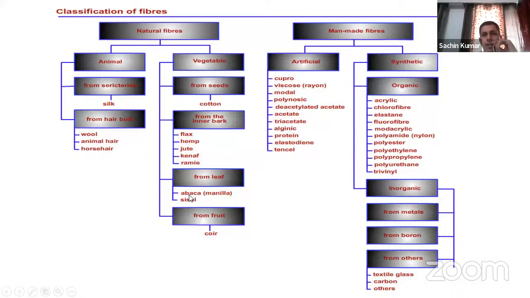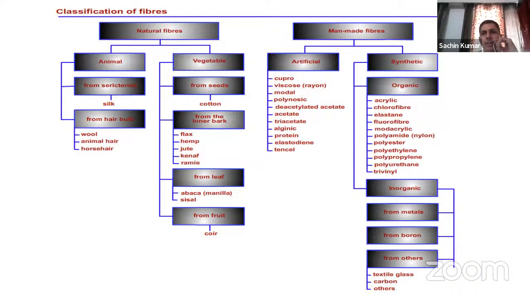Then we have another category, that is man-made. Man-made is further classified into two major types. One is artificial, or we can also call them regenerated fiber, because we regenerate them from natural sources. Like we have viscose rayon fiber, which we obtain from wood. And then we have alginate or protein fibers like soya fiber, which we regenerate. We extract or take out a polymer from natural sources and then convert it into fibers.